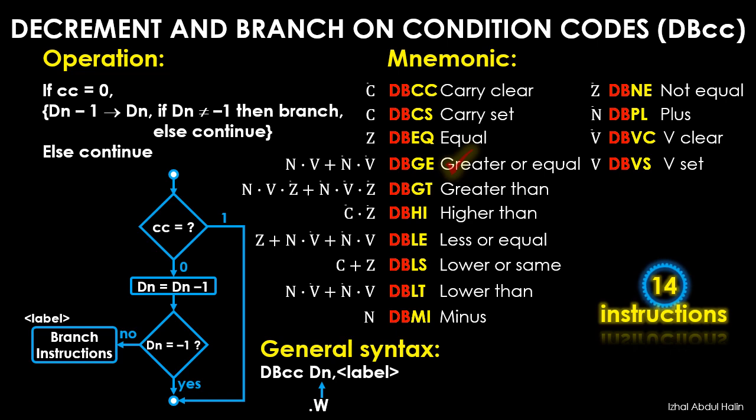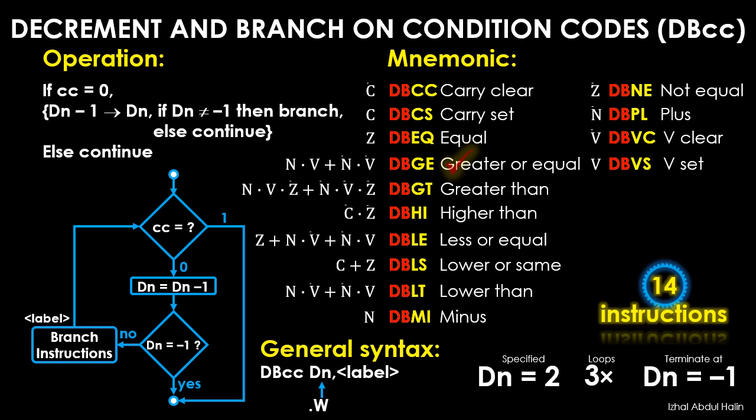If you place the DBcc instruction in a loop, that is by connecting the branch instructions back to the DBcc instruction, the loop will run for Dn plus 1 times. This is because Dn is decremented until its value is equal to -1 before the branch is terminated. For example, if we initialize Dn to 2, the loop will be executed 3 times, because Dn must be decremented until -1 in order for the loop to be terminated.